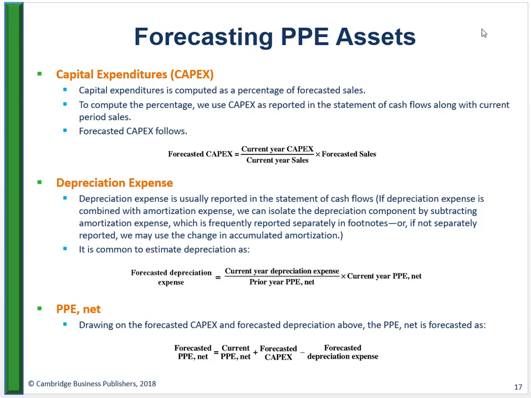And then lastly, after we have our forecast of capital expenditures and depreciation, we can forecast our net PP&E by adding the current PP&E plus CapEx minus depreciation to get net PP&E.